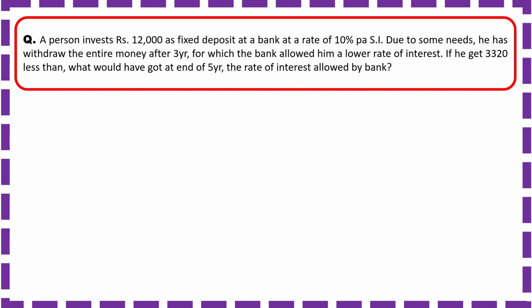Okay, let's move on to the next question. A person invests rupees 12,000 as fixed deposit at a bank at a rate of 10% per annum simple interest. Due to some needs, he has withdrawn the entire money after 3 years, for which the bank allowed him a lower rate of interest. If he gets 3,320 less than what would have got at the end of 5 years, the rate of interest allowed by bank is.